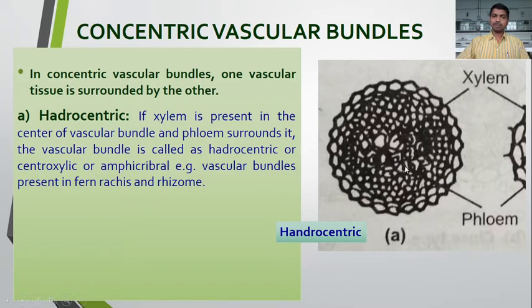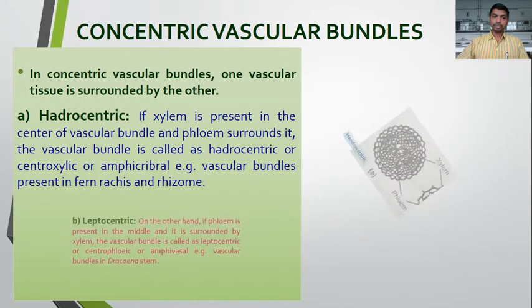For example, vascular bundles present in fern rachis and rhizome, where the amphicribal type of vascular bundle is seen, where one vascular tissue is surrounded by the other. It is amphicribal because xylem is present in the center of the vascular bundle and phloem surrounds it. The vascular bundle is called amphicribal or centroxylic.